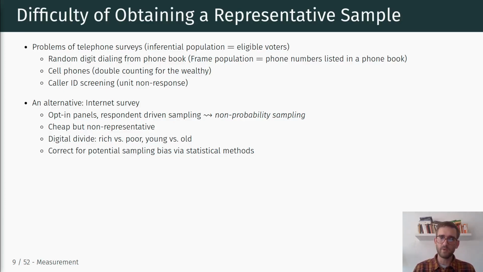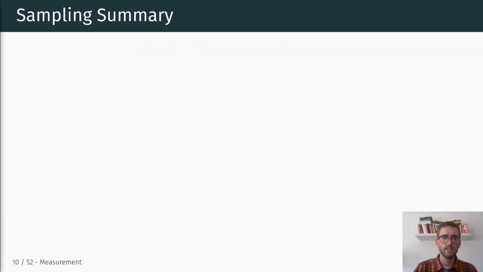And of course, when it comes to internet use, there's also a kind of a divide with regard to rich versus poor and young versus old. People might be less internet savvy or less likely to be online, and if they're older, less likely to sign up for these surveys, right? But there are more and more statistical techniques to correct for potential sampling bias through statistical methods, and we're going to talk about those going forward as well.